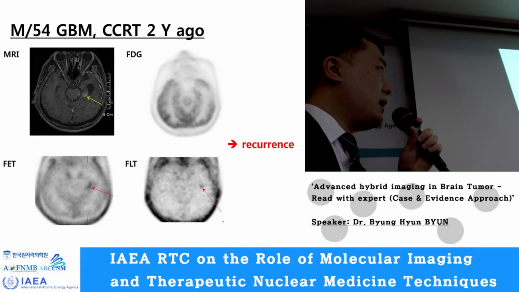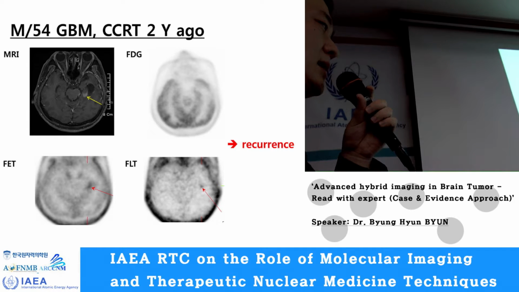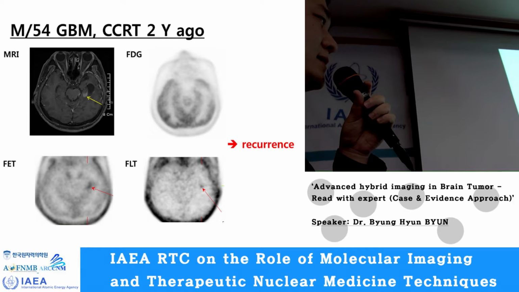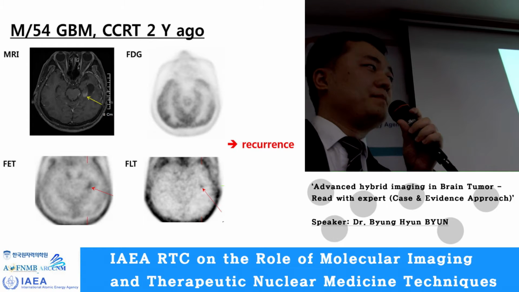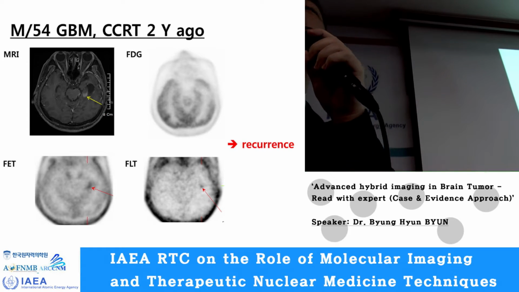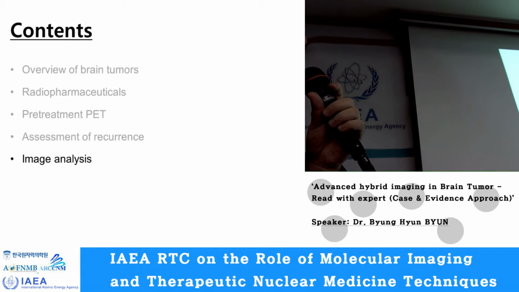From these images, we can say that if the MRI and PET tracers are combined, we can suggest tumor recurrence or radiation necrosis more confidently. The final part is the image analysis.